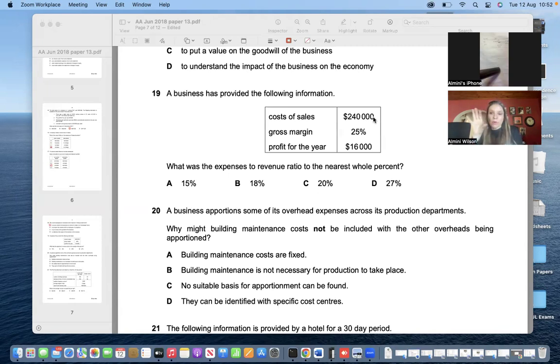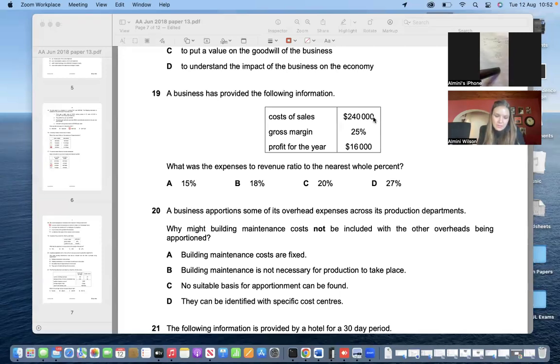You can draw a little block for yourself to make sure that it always adds up to 100. But if I go 240,000 times 100 over 75, I get my revenue as 320,000. Maybe you can write that down for yourself somewhere. If your revenue is 320,000 and your cost of sales is 240,000, maybe go work out what your gross profit is. My gross profit is 80,000.